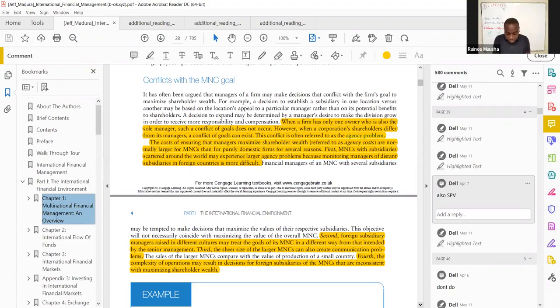Then the third one is that they say the sheer size of the larger multinational company can also create communication problems. When you look at the sheer size of a multinational corporation, you have a company with a big footprint. Take a company like Coca-Cola, for example, it's basically all over the world. So how do you manage communication and coordinate with the different managers?